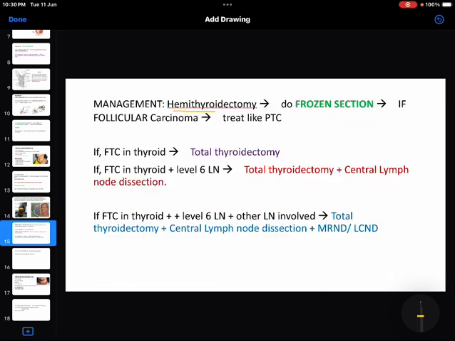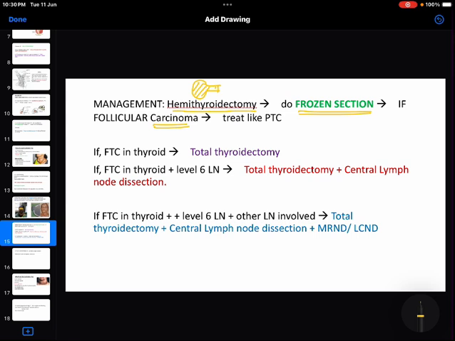Next, the management. We will start with hemithyroidectomy. What is hemithyroidectomy? The affected lobe along with the isthmus alone is removed. This is hemithyroidectomy. We start with hemithyroidectomy. On table, we do a frozen section. So the pathologist is important here. The pathologist will do a frozen section on table. There can be two results. It can come as follicular carcinoma, or it can come as follicular adenoma.